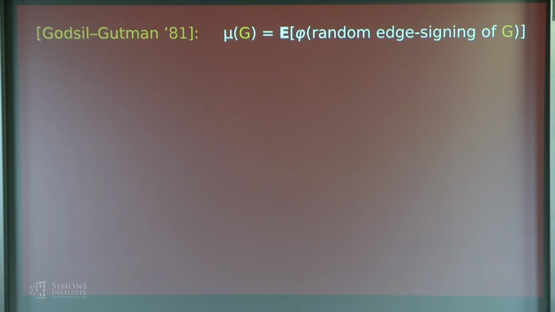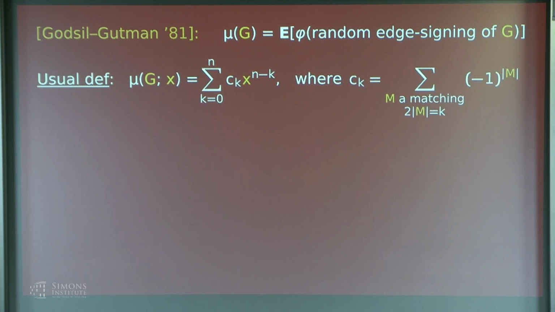And let me sketch you a proof of this theorem, because we'll kind of need it in our general scenario. Okay, so the usual definition of the matching polynomial, given a graph G and an indeterminate X, is a kind of generating function for the matchings, the partial matchings in the graph, stratified by number of vertices involved.